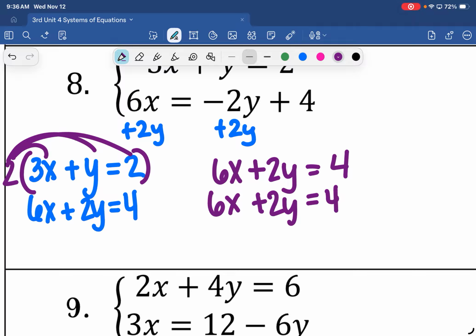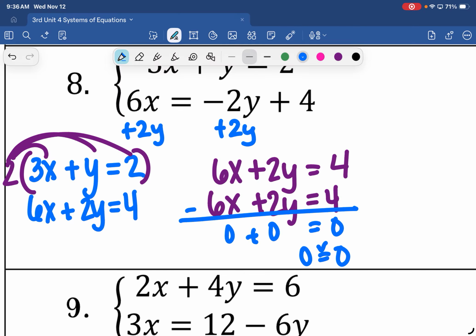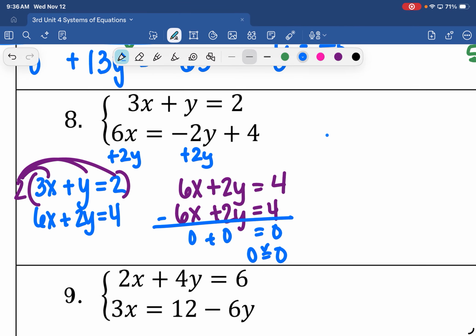To eliminate, what do we do? Subtract. Just subtract. 0 plus 0 equals 0. Does 0 equal 0? Yeah. So, I mean, that is very, very true. Okay, so that means this is infinite solution. And there's nothing else we need to do for this problem.